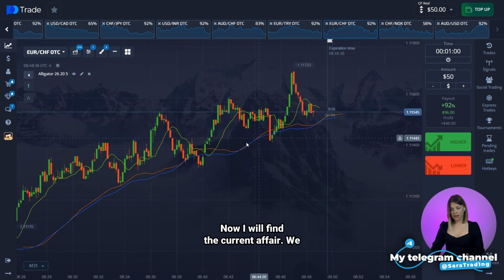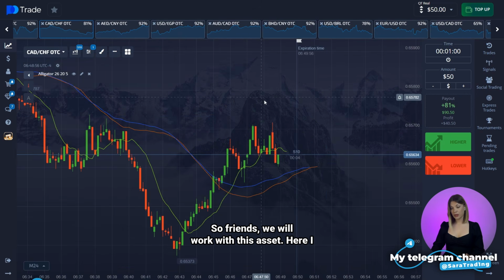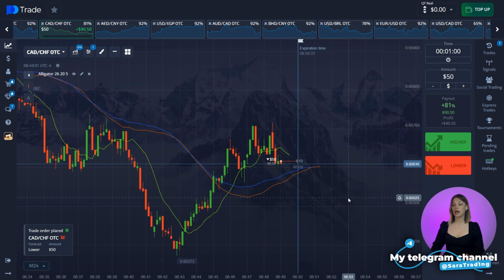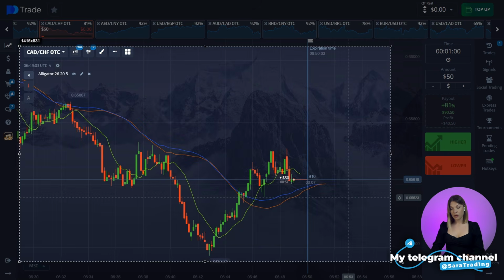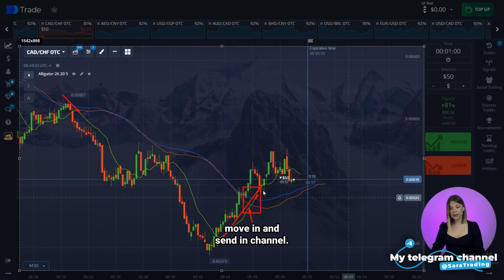Now I will find a currency pair, we will analyze it and open a first deal. So friends, we will work with this asset. Here I immediately open a sell position and now I explain to you the reason. Look carefully. Every time we have a crossover on the Alligator indicator, or rather the green line crosses the two other lines, we begin a good upward movement, or a good downward movement if the crossover occurs from top to bottom, as in this case. So if we see that a crossover has occurred from bottom to top, this means that for some time the price will move in an ascending channel.